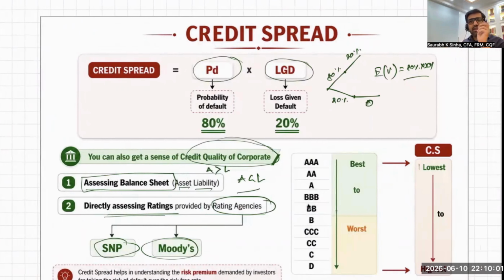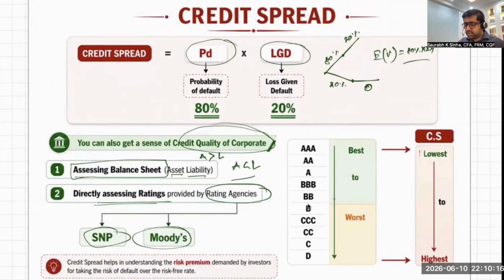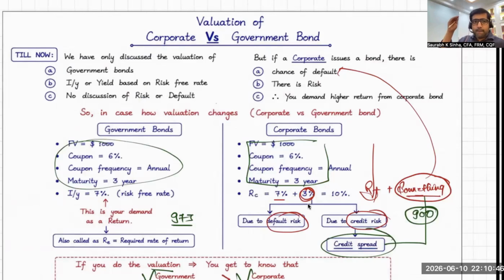Now, we also discussed that to calculate that 3%, we need two components. One is the probability of default of the corporate and the other is the loss given default. If you know these values, then you can calculate the credit spread. For example, if the PD is say 5% and LGD is say 6%, then PD into LGD is going to give you the credit spread. So that's what we discussed in the last session: the required rate of return for a corporate bond is going to be the risk-free rate plus the credit spread.